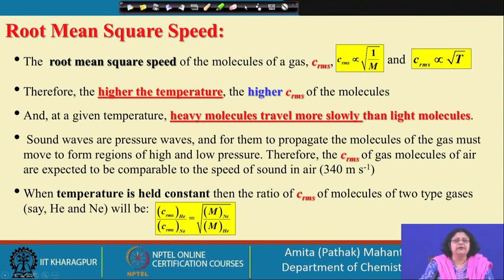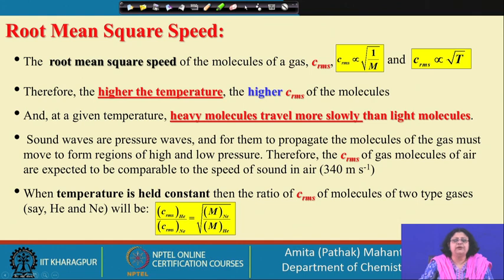Again, one important factor is that sound waves are pressure waves. As they propagate, the molecules of the gas must move from a higher pressure region to a lower pressure region. Since it is propagating through the air, we can say that the RMS speed of the molecules of air is expected to be comparable to the speed of sound in air, that is around 340 meters per second.